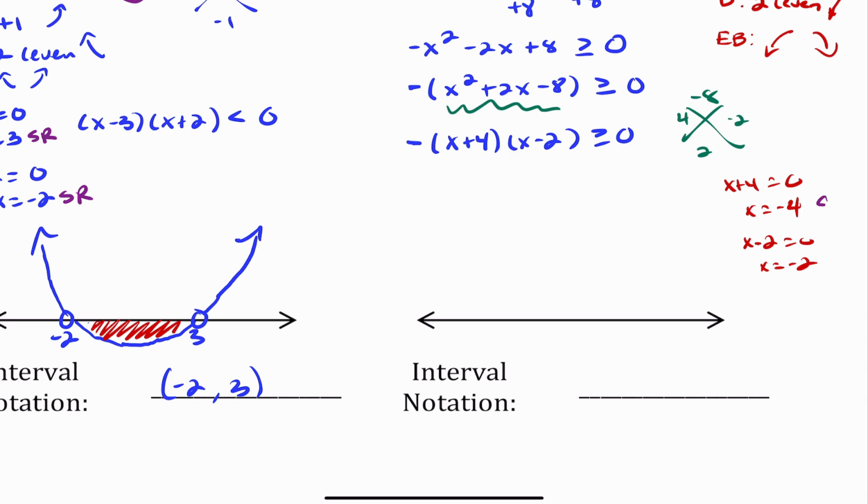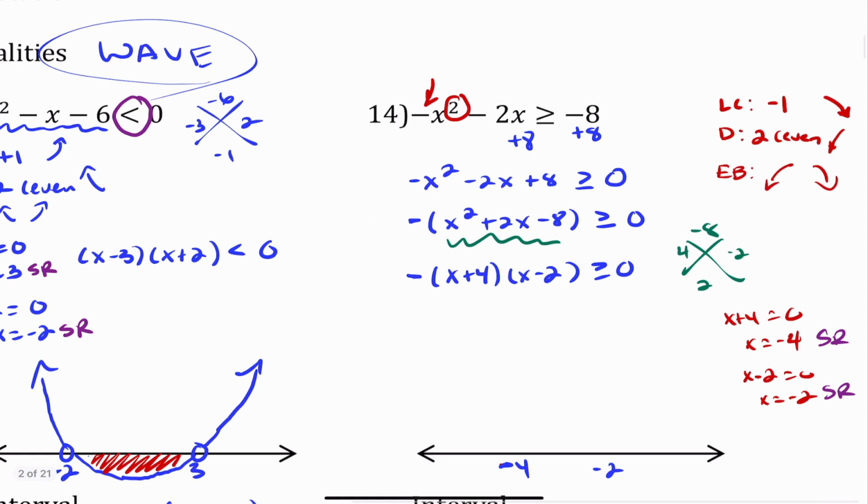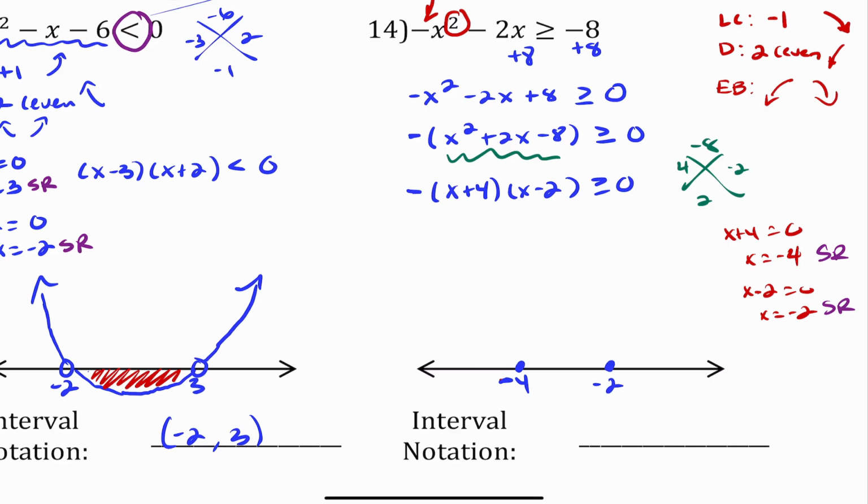Both of these are going to be single roots. So we start at -4, and 2. And then let's see, the sign is greater than or equal to, so both of these should be closed dots. Where do we start? Do we start top or bottom? Well, we're going to start bottom because our leading coefficient is negative, right? So here we go.